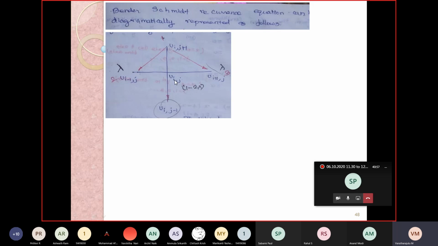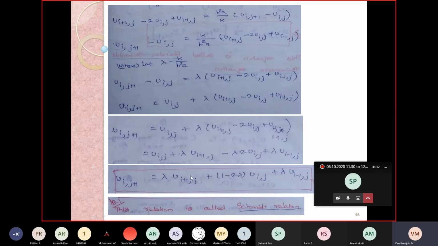What is the unknown? What we are going to find from this relation is i comma j plus 1. This is what we are going to find. Therefore, this is the diagrammatic representation. We need to do some manual calculation over this Schmidt relation, taking 1 minus 2 lambda equal to 0.